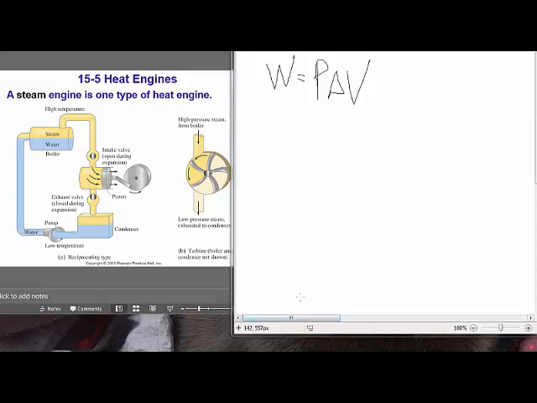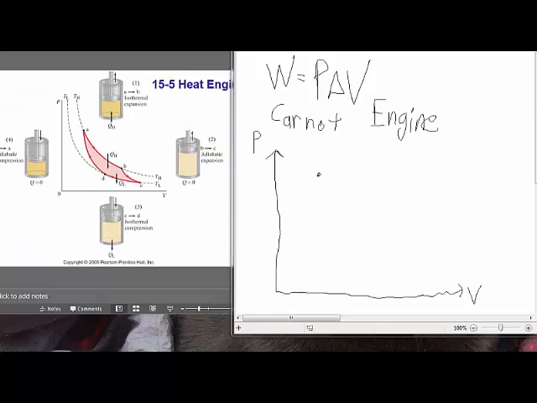And therefore, a more efficient engine is going to have a higher difference between the hot temperature up here and the cool temperature down here. It's important to understand that a Carnot engine is like an idealized engine. So this isn't exactly how engines work, but it's how they should work if everything goes ideally.